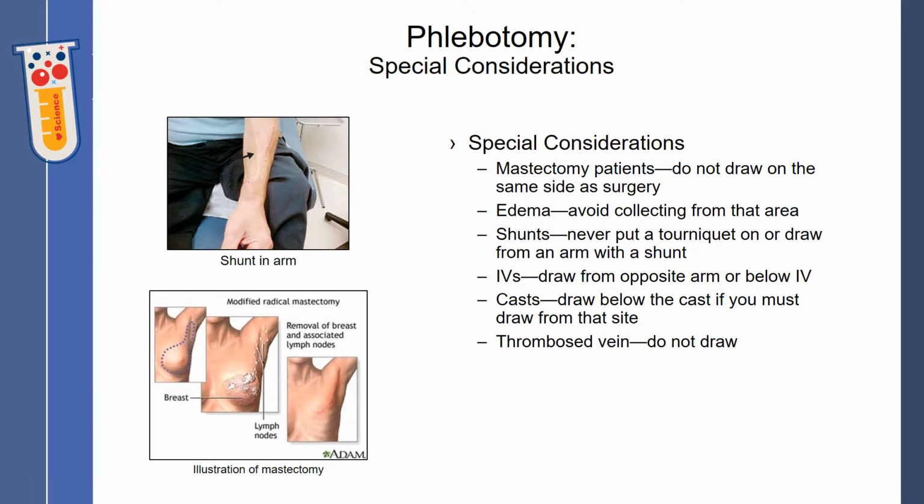Now, again, if your patient has an IV or if they have a cast, you should draw from the other side. But if you have to draw on that side for some reason, you always want to draw below the IV or below the cast. And never draw from a thrombosed vein. So if you have a vein that has some thrombosis going on, don't draw from that side.